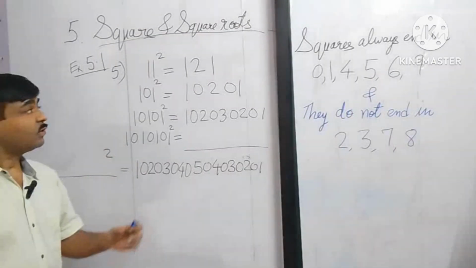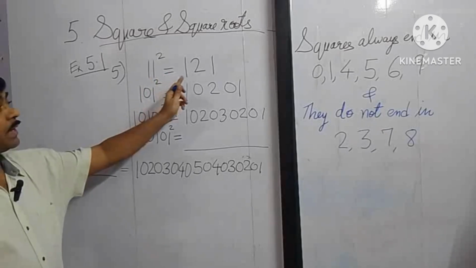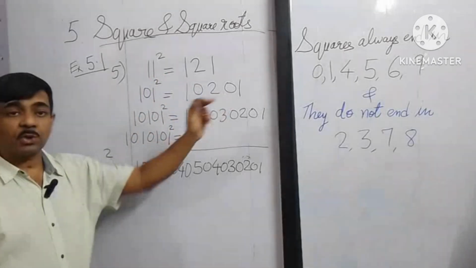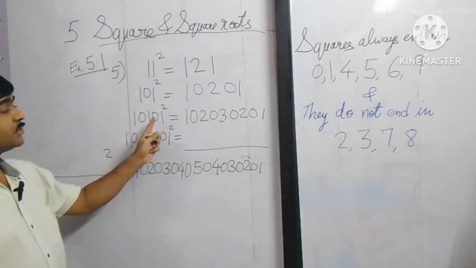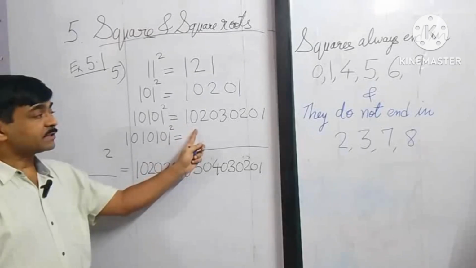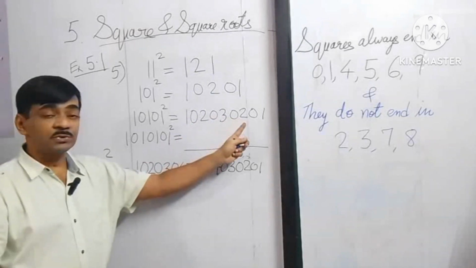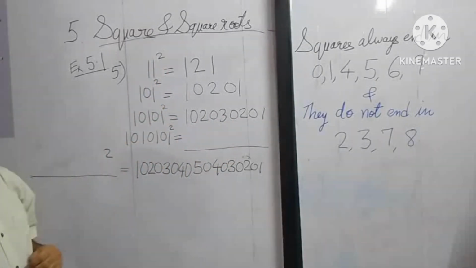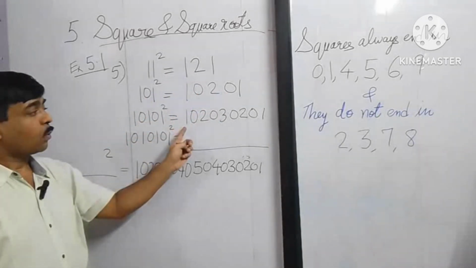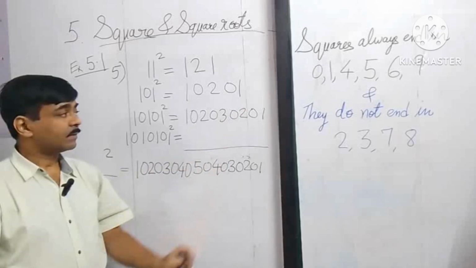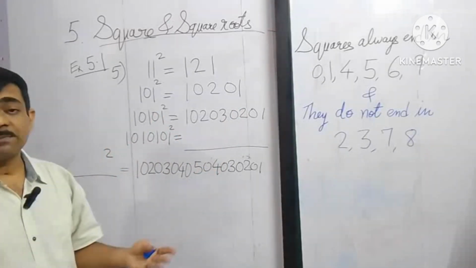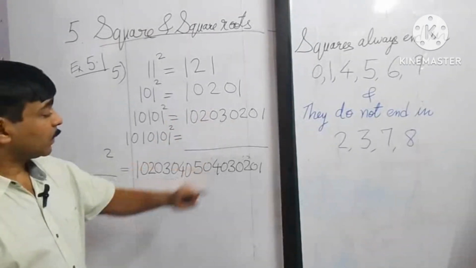So students, have a look at the 5th question. 11 square is 121. 101 square is 10201. 10101 square is 1020301020301. What pattern do you observe? 121, 10201, 102030201. We observe again the starting number and the ending number are 1.